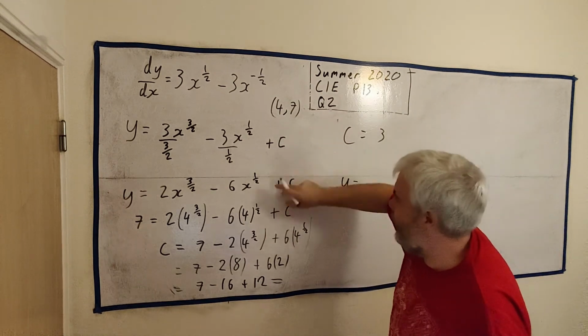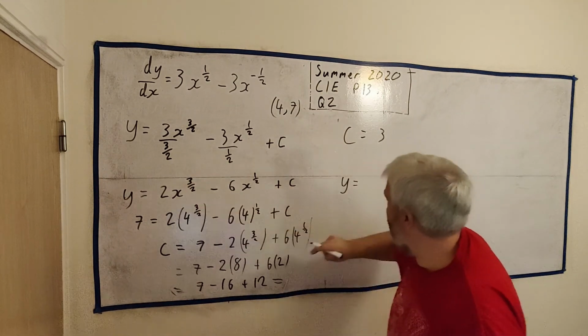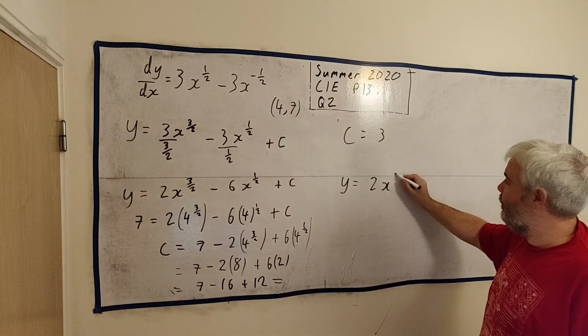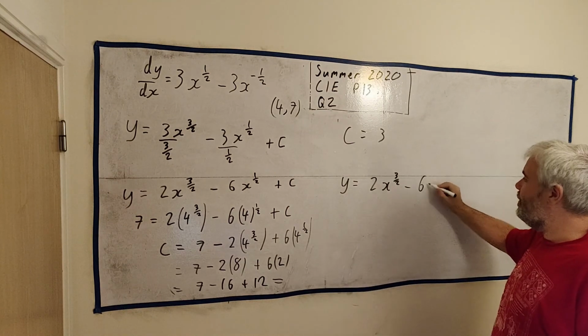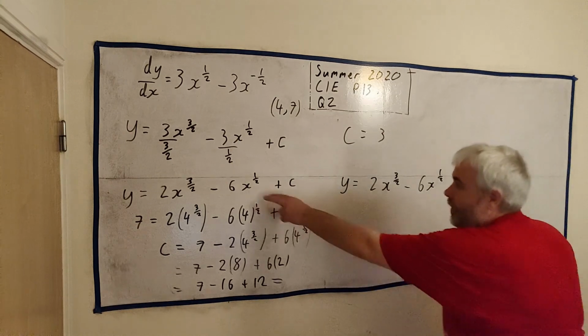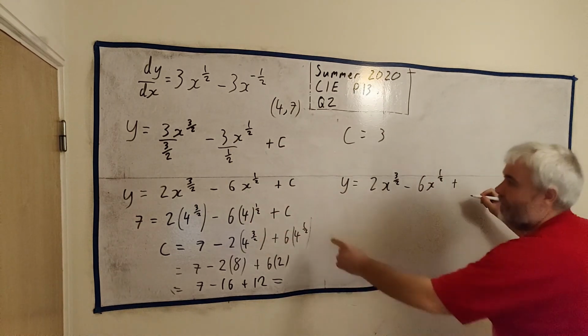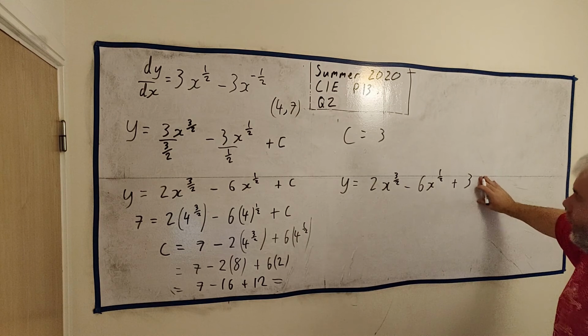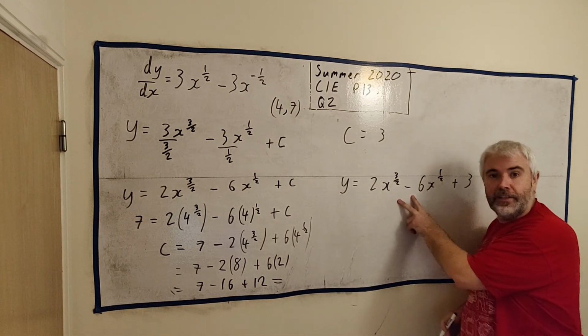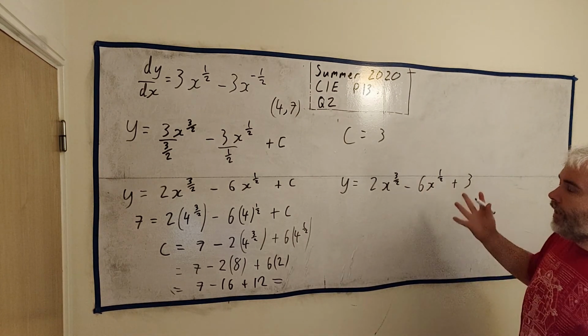y is equal to, sorry, not this line, this line's much better. y is equal to 2x to the power of 3 over 2 minus 6x to the power of a half. So I'm writing this again, plus, instead of c, 3. That is full marks, definitely full marks for this line. And yeah, that's it, that's the question.